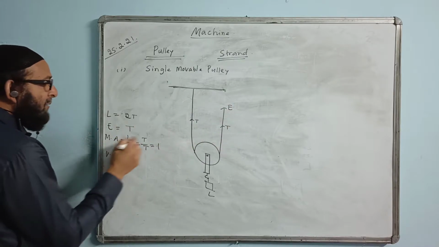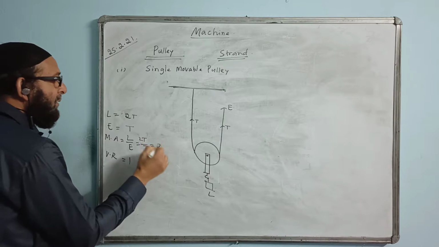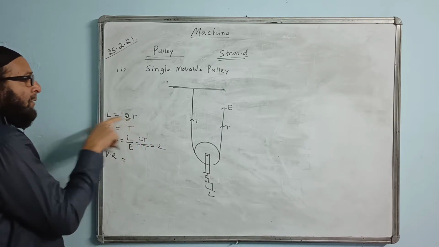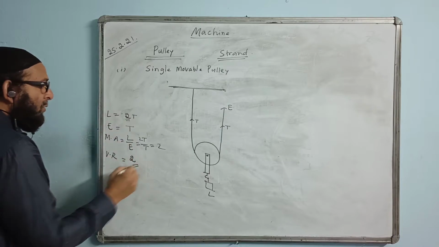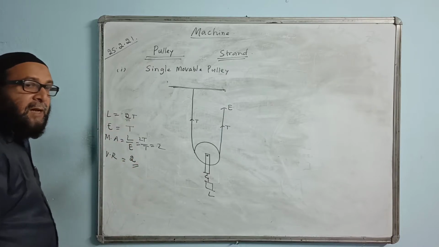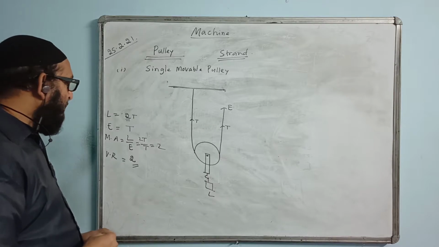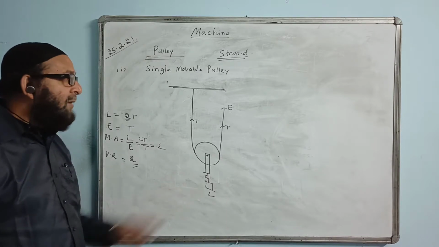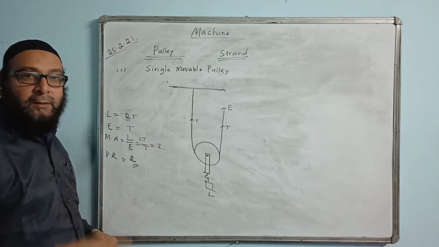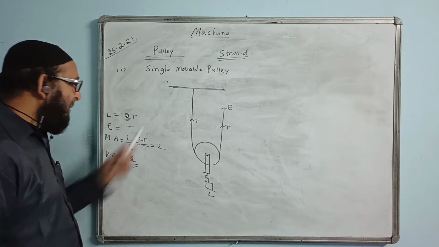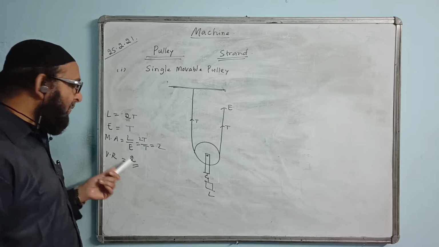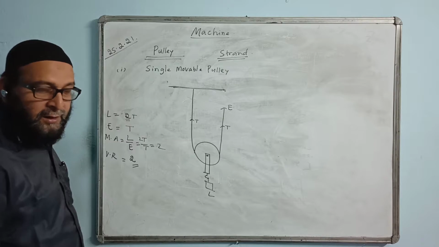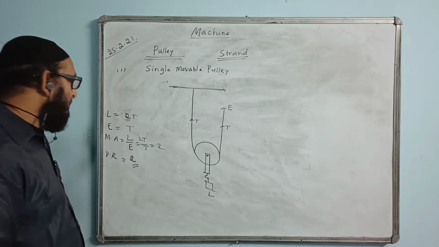So mechanical advantage will be 2T by T. The answer will come here, 2. Velocity ratio: you see how many tensions are supporting the load. There are 2, so velocity ratio will also be 2. That means this time effort will move the distance twice the distance moved by the load. If the load moves by 1 meter, then effort will move by 2 meters altogether. Displacement of the effort will be 2 because the velocity ratio is 2. That means dE is twice of dL. Okay.